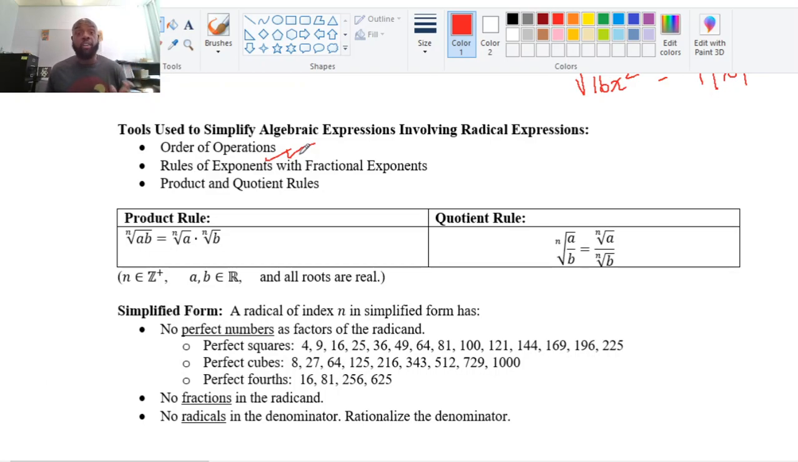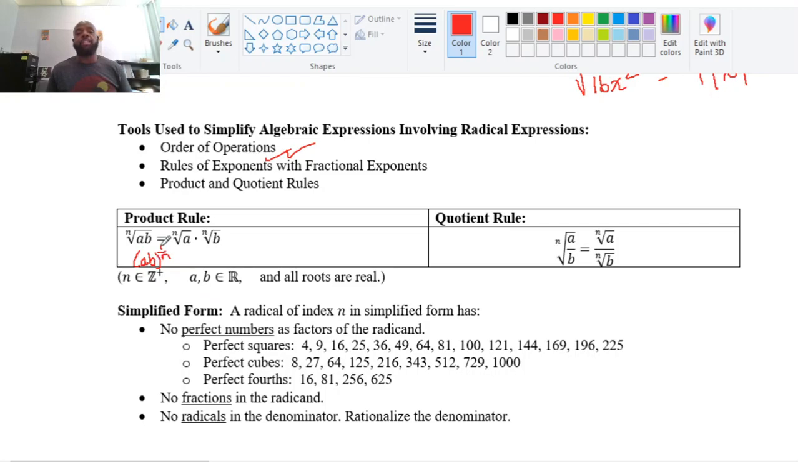That's a product under that radical. Then what we can do is we can do the nth root of each of those factors in that product separately. And so we can write it as the nth root of a times the nth root of b. This basically comes from our power of a product rule from before, right?